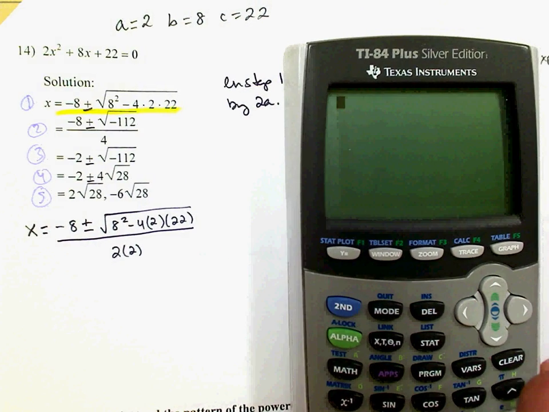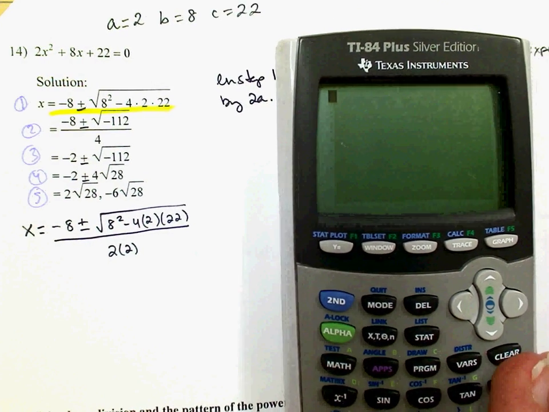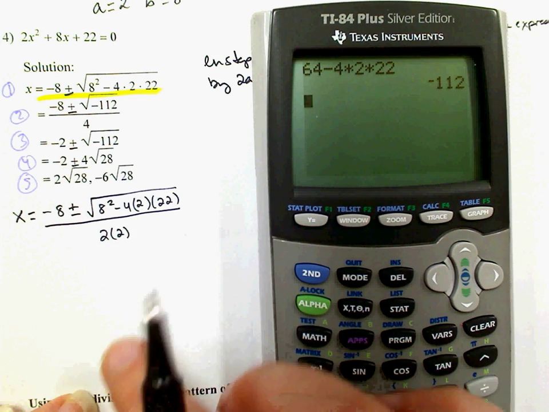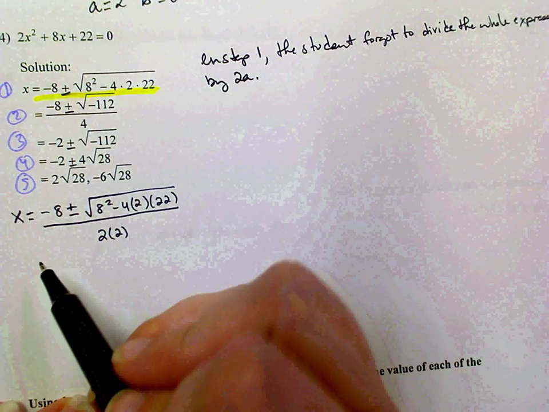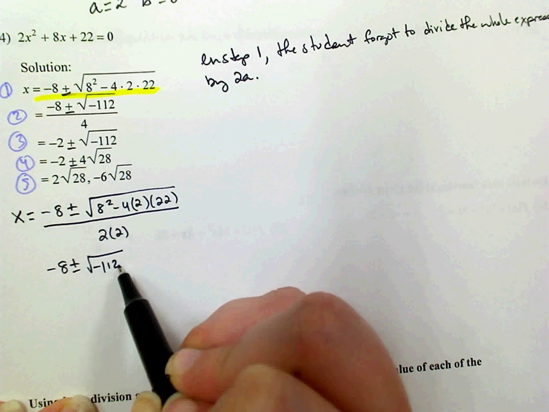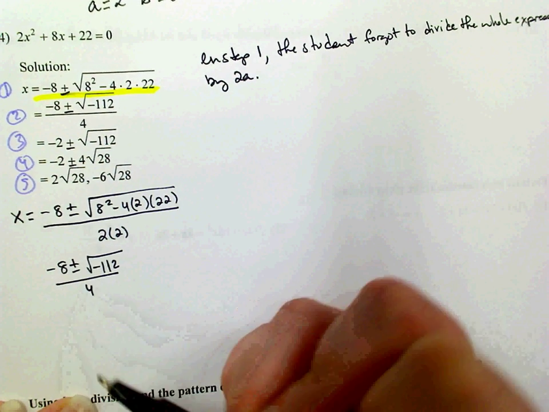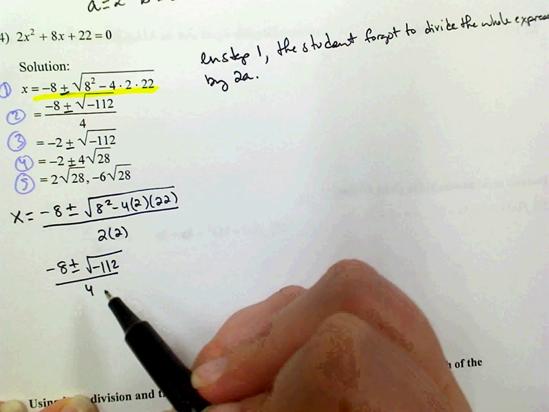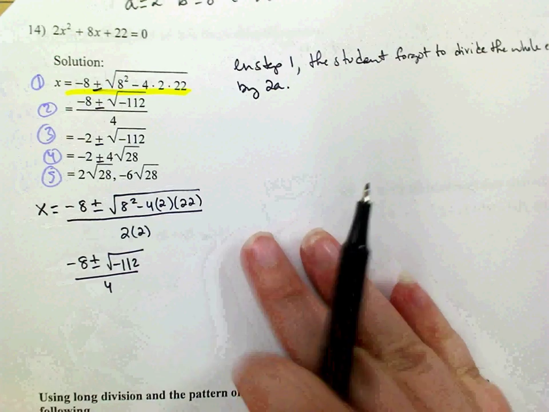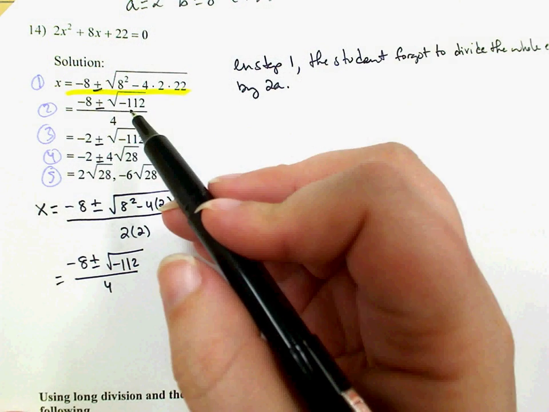I'm going to go ahead and simplify inside the radical, the discriminant. So 64, or 8 squared, minus 4 times 2 times 22, and I get negative 112, which is what they get, so that's not wrong. Negative 8 plus and minus the square root of negative 112, all divided by 4. Okay. So I have no problems with step 2.